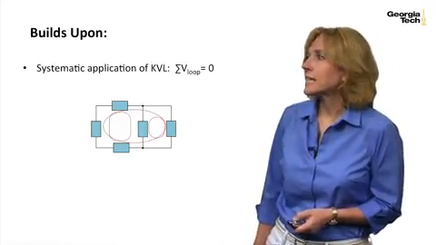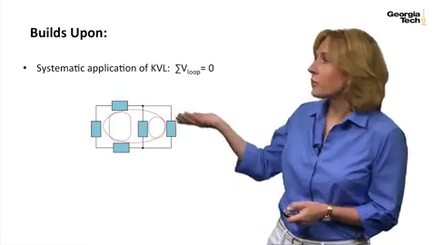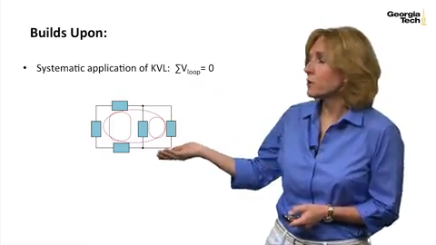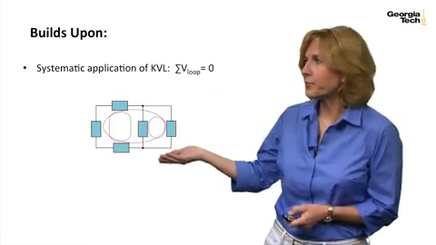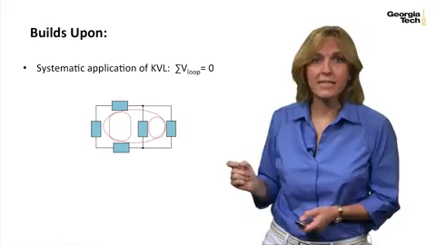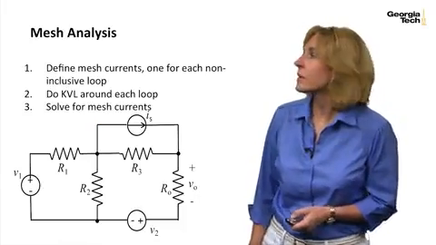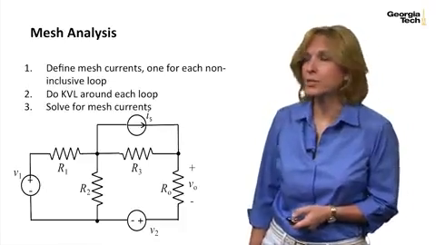The mesh analysis relies on the prior concept of Kirchhoff's voltage law, which is the sum of the voltages around any loop is zero. And in fact, the mesh analysis is a systematic application of Kirchhoff's voltage law. There are three basic steps in applying mesh analysis.